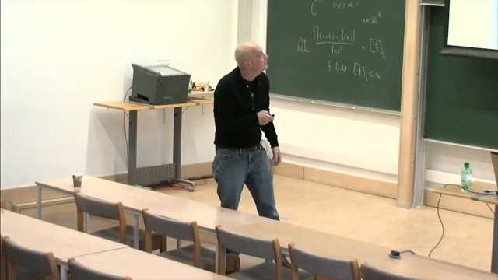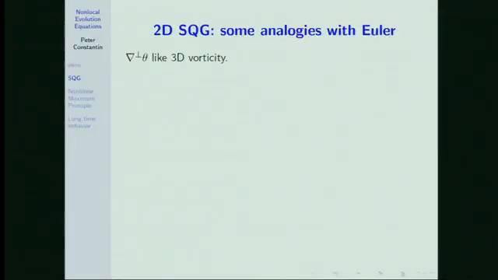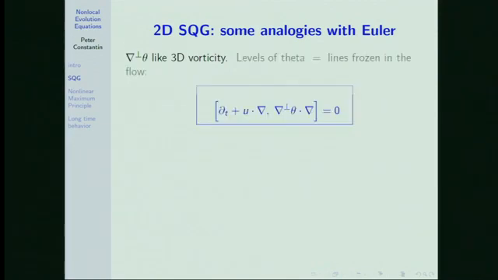So why did I put this? Because I'm going to give you the analogies with the SQG. The analog of the vorticity is the rotated gradient of theta, which is simply tangent to the levels of theta. So the levels of theta, therefore, are lines frozen in the flow. If you are on a certain level, theta equals 5, later on you're going to be on theta equals 5 as well if you follow the flow.